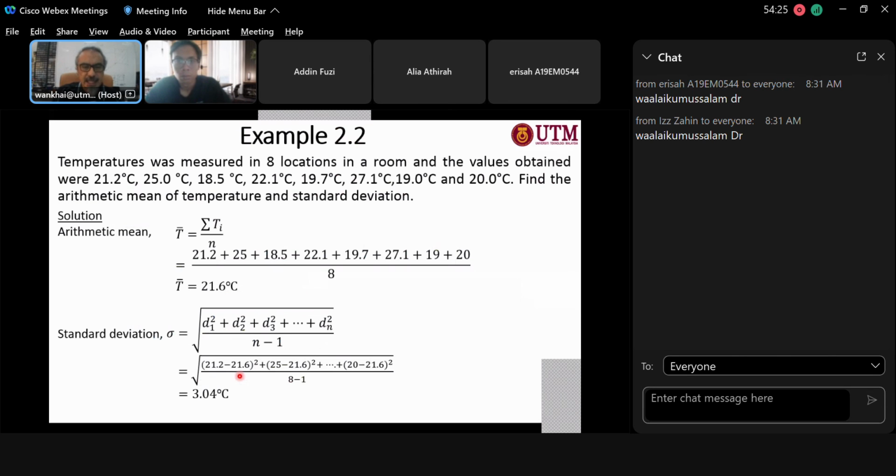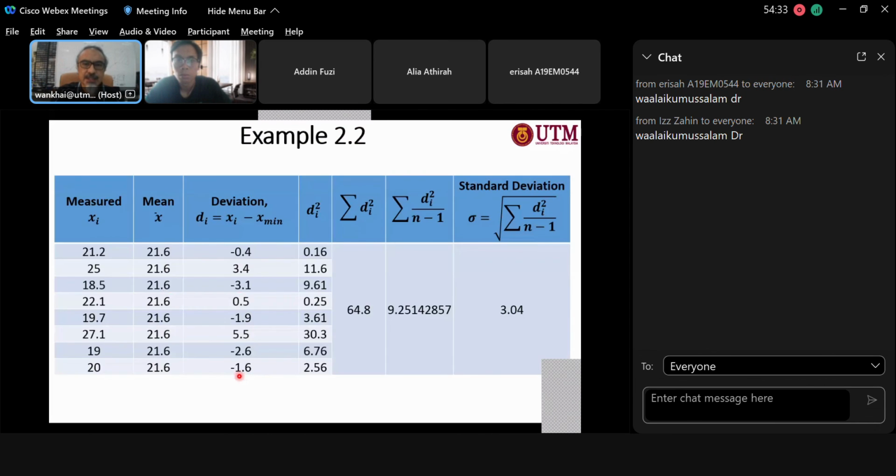So this is an example. You can go through this. I think you can get it from the e-learning. And this is how we do it by tables: the values, and the mean and deviation, or standard deviation.